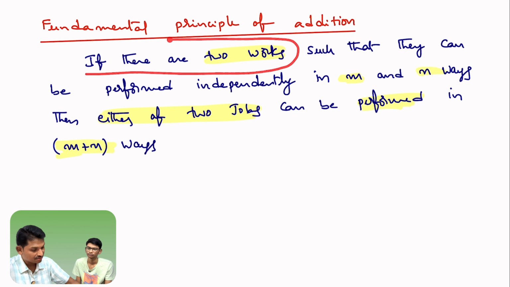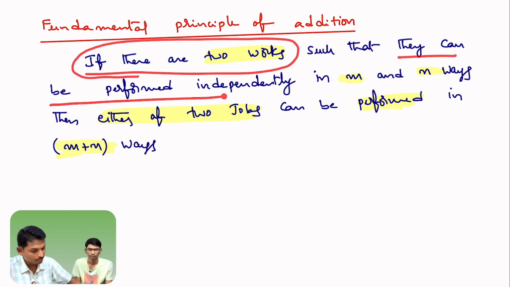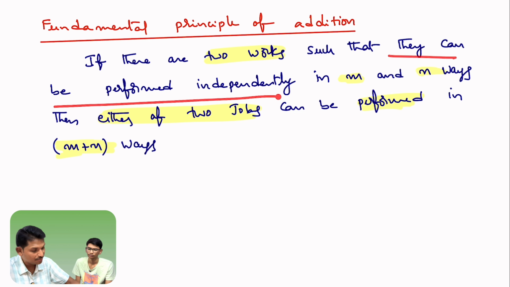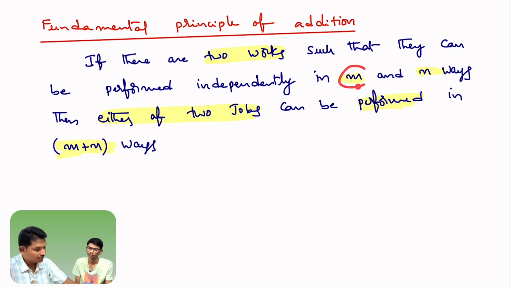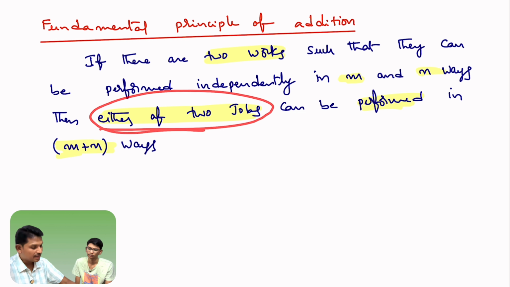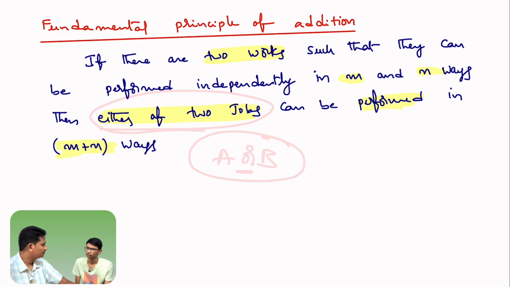If there are 2 works such that they can be performed independently in m and n ways, that means the first work can be done in m ways and the second work independently can be done in n ways, then either of the 2 jobs can be performed in m plus n ways. Either of 2 jobs means what? Either A or B. When we use either, it is OR.